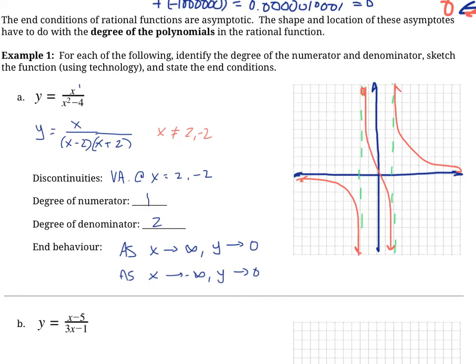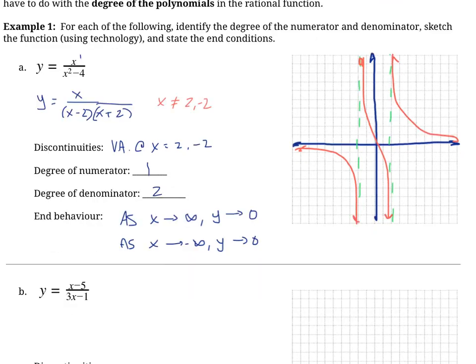So there it is. I sketched our function and I also wrote down the end behavior. So as x goes to infinity, y seems to go to 0. And as x goes to negative infinity, y also seems to go to 0. Let's have a look at the next problem now.